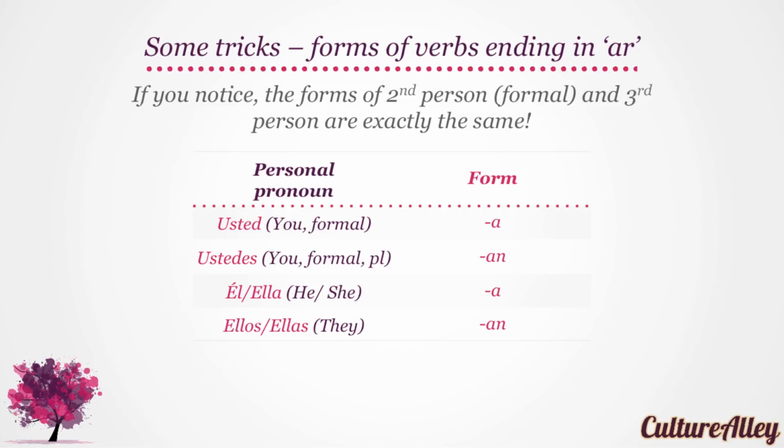So if you noticed, verbs ending in AR transform in the following way. With usted, they end in A. And with ustedes, they end in AN, which is exactly the same as how they change with third person pronouns. With él or ella, they end in A. And for ellos or ellas, they take up the ending of AN.